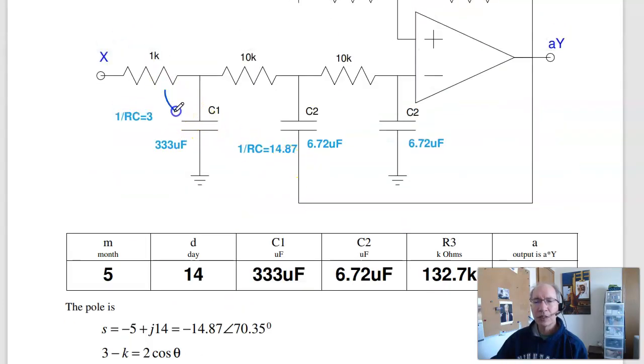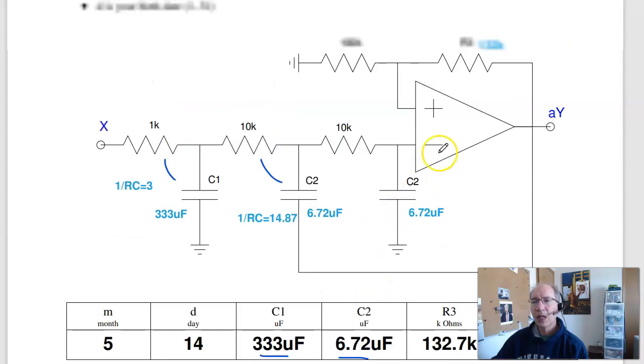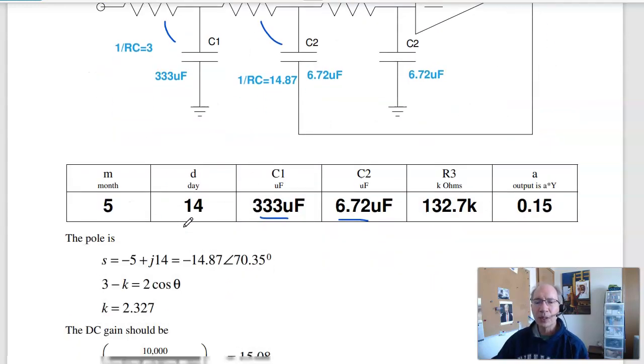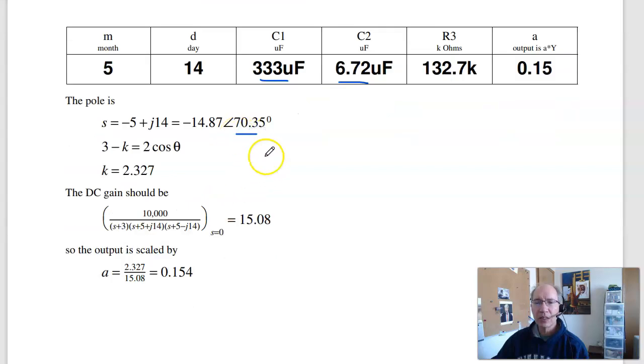So here's the real pole. 1 over RC equals 3, giving you C1. 1 over RC is 14.87. Solving, it gives you 6.72 microfarads. To find R3, that comes from the angle. The angle goes 3 minus K is 2 times the cosine of the angle of the pole. The angle of the pole is 70 degrees. Plugging it in, K should be 2.32.